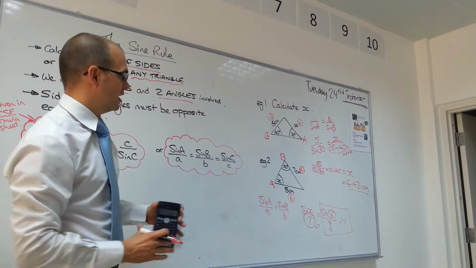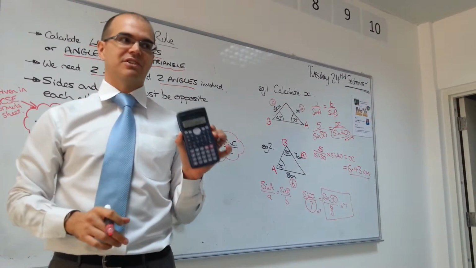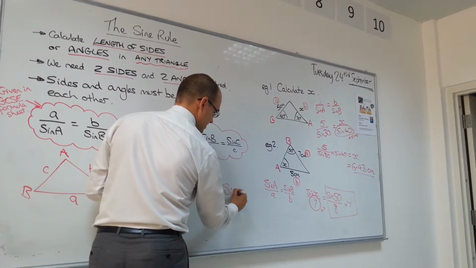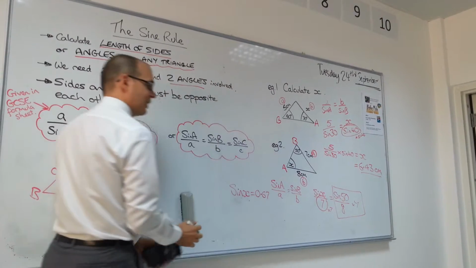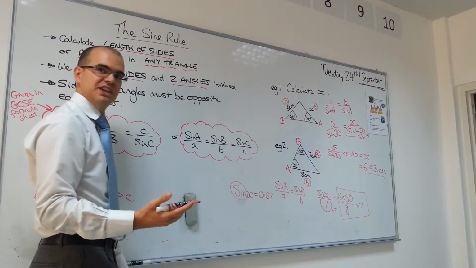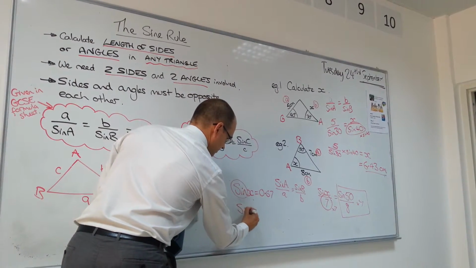Problem is, what is it that I'm actually physically working out there? It's not angle x. If you look at your answer, you've got 0.67. Does that sound like an angle? No. That is what sin x is equal to. So, just like any equation, how do I eliminate that sin? What's the opposite of sin? Sin negative 1, inverse sin.